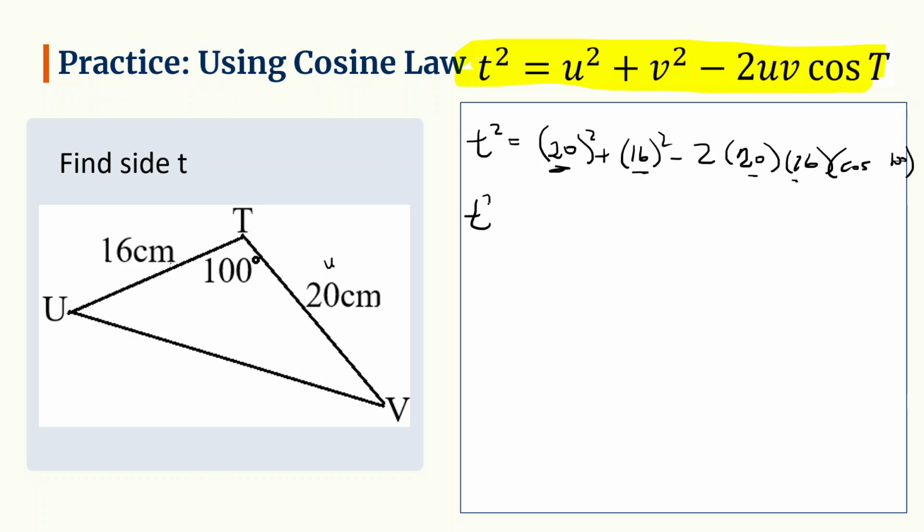So my recommendation, I'm going to do 20 squared. I'm going to do 16 squared, which is 256. Minus, and then I put a big bracket. So the minus sign gets carried down. 2 times 20 times 16 times cosine 100.